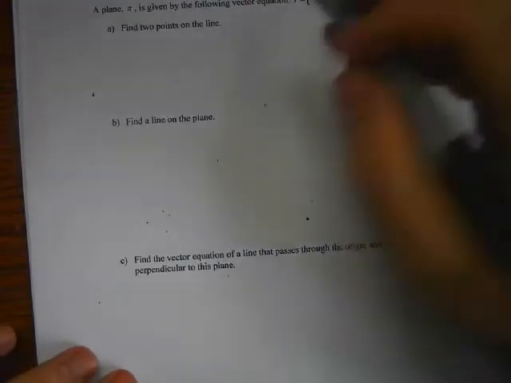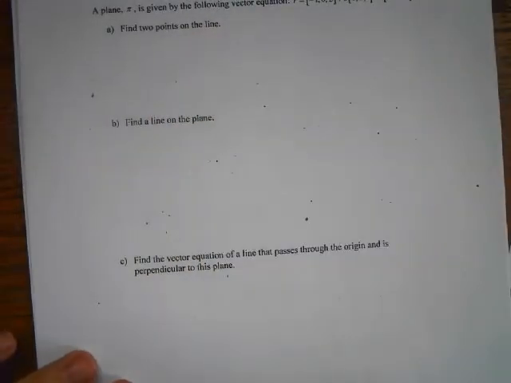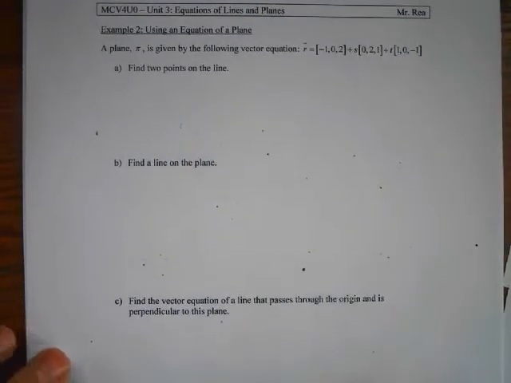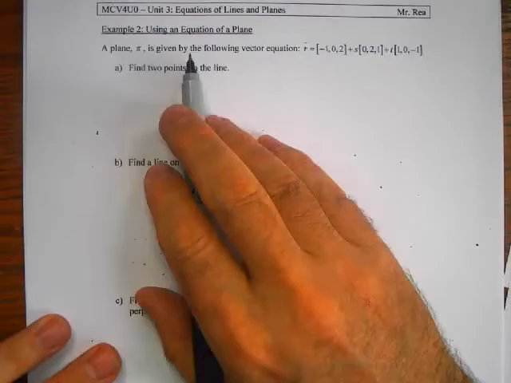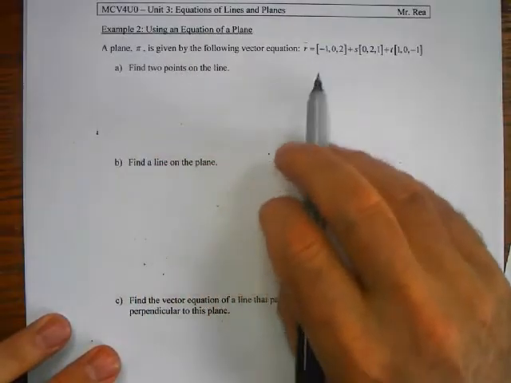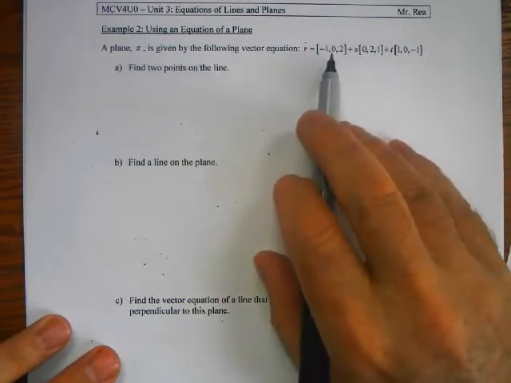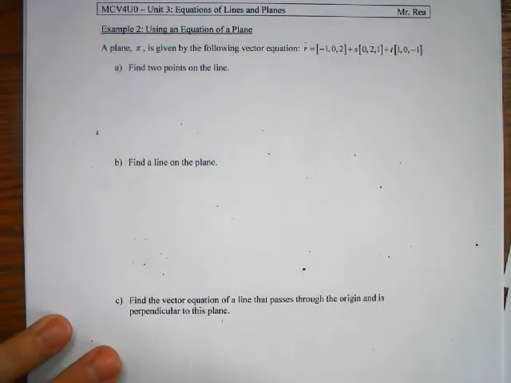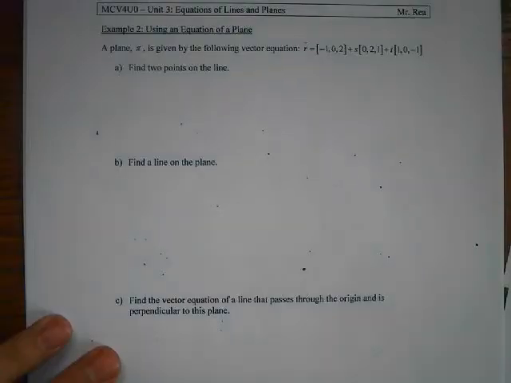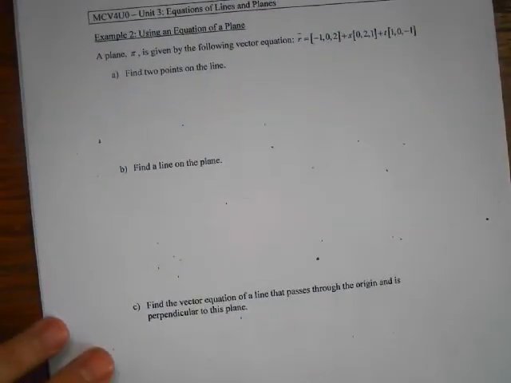Okay, so in this case, we're going to use an equation of a plane to get additional information about the plane. So we've got the equation of the plane here with our two direction vectors and our position vector. We want to just get 2 points on the plane. There's a variety of ways of doing this.